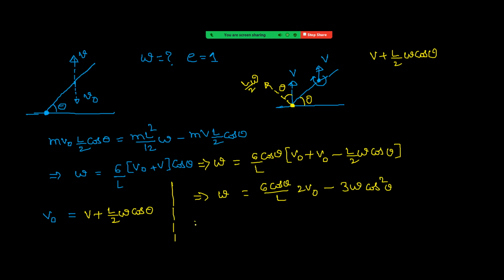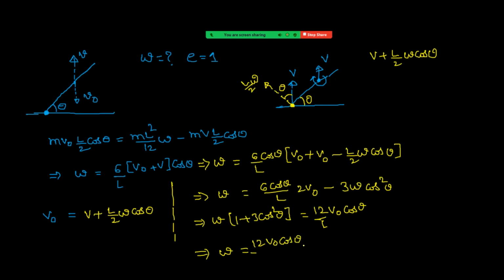Now take this value here. Omega into 1 plus 3 cos square theta is equal to 12 V naught cos theta upon L. That means omega value is 12 V naught cos theta upon L into 1 plus 3 cos square theta. This is our value.